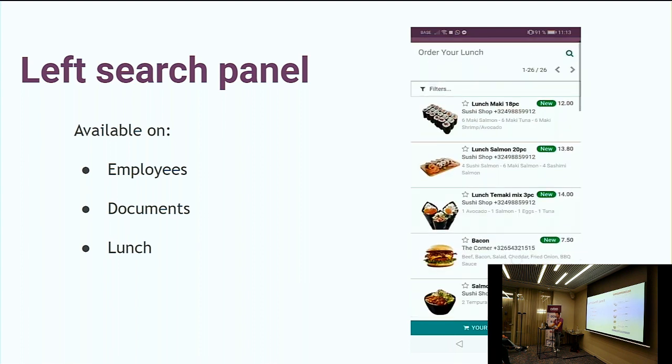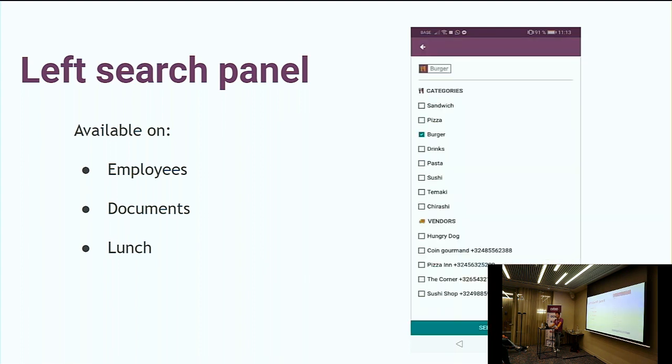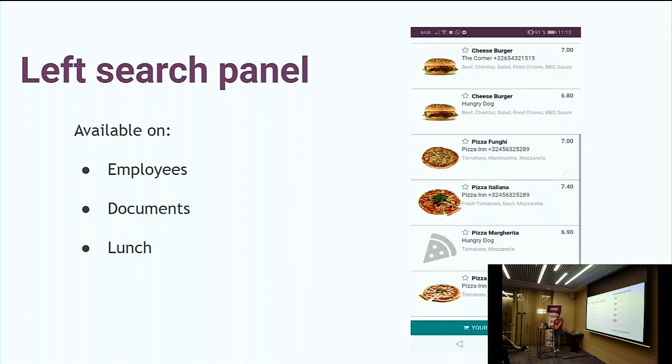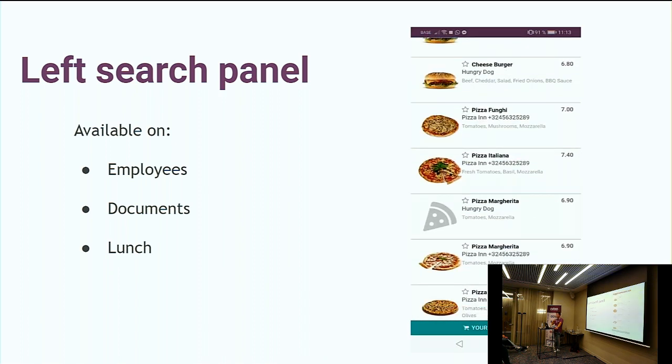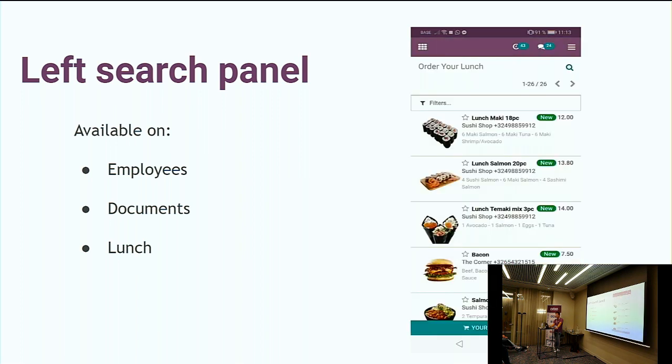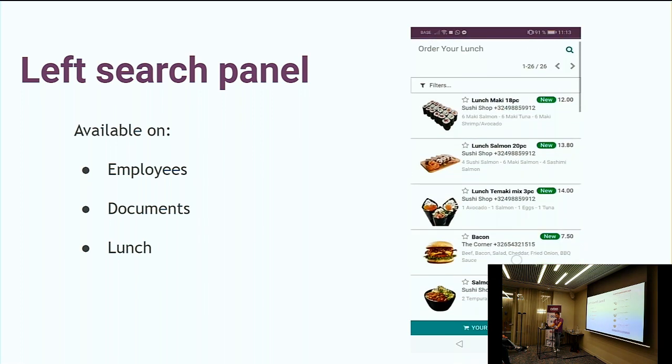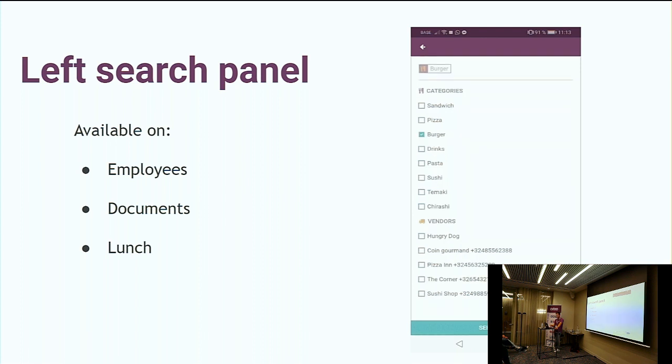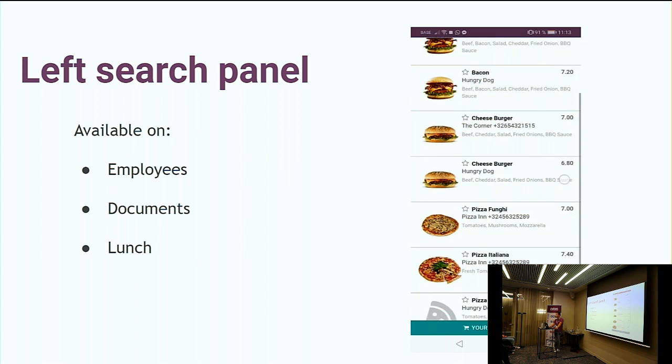We have also included the left search panel. Here in this example, it is in the lunch application. In order to order a lunch, I can now filter on categories. For example, here I just order lunch and I want to see the burgers and pizzas. So it's really easy to use. We have this functionality in the employees and documents applications.